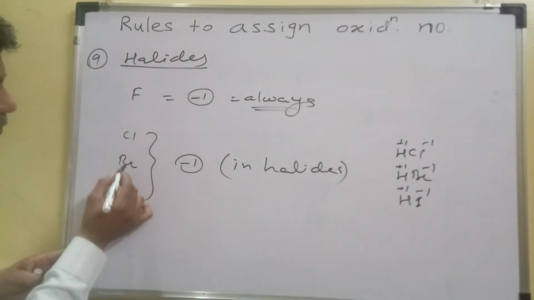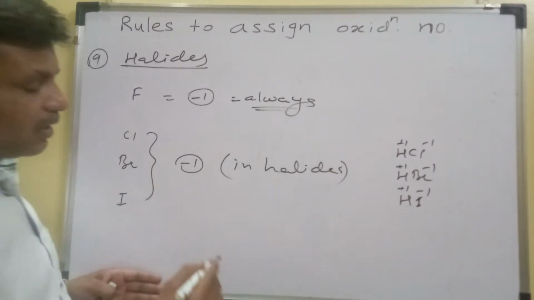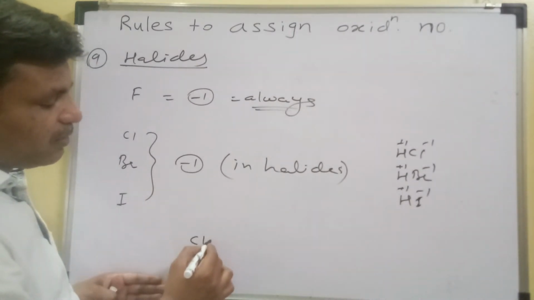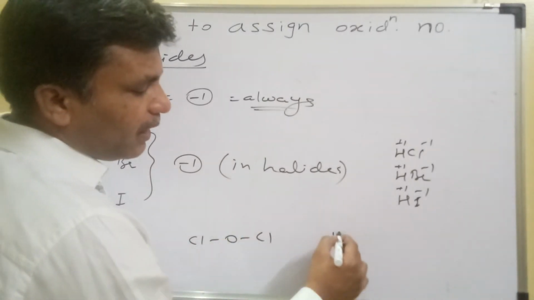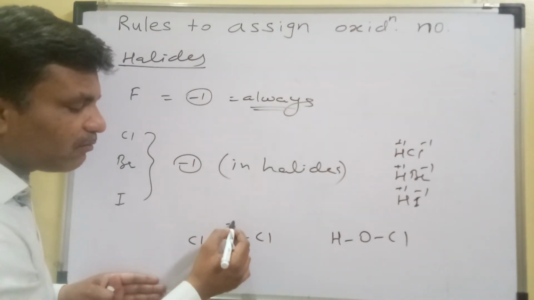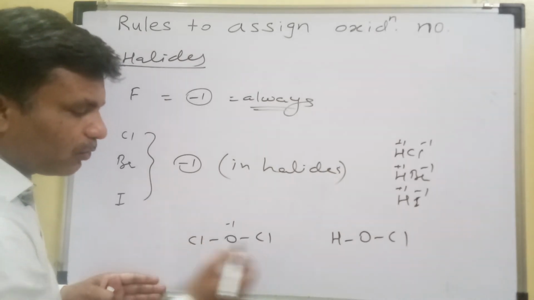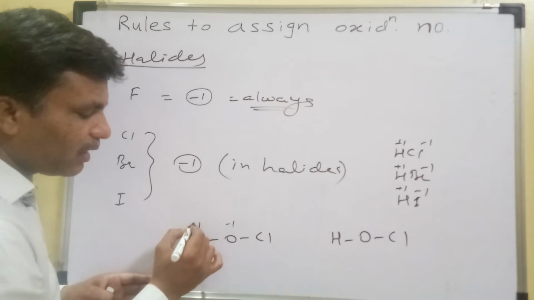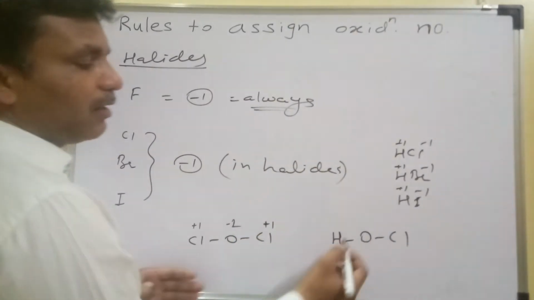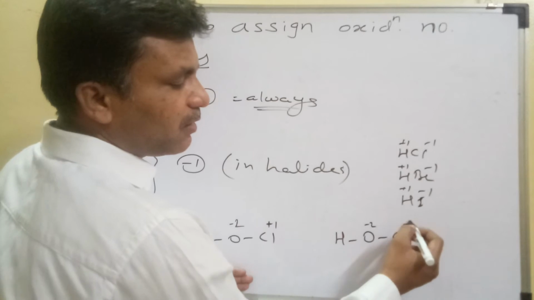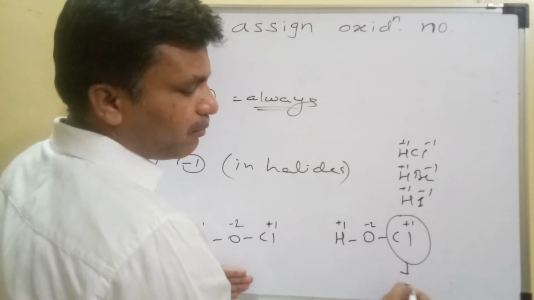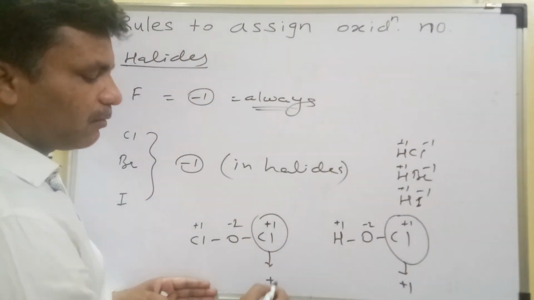But when chlorine, bromine, iodine are combined with oxygen, then they show a positive oxidation state. Example, suppose ClOCl or HOCl. This oxygen is more electronegative compared with chlorine. This carries -1 charge, but here the 2 chlorine are there. So this chlorine carries +1 charge, this chlorine carries +1 charge. So oxygen carries -2 charge. Here in this case, the oxygen is again -2 charge. This is a +1 and this is a +1. That means this chlorine has a +1, this chlorine is also having +1.